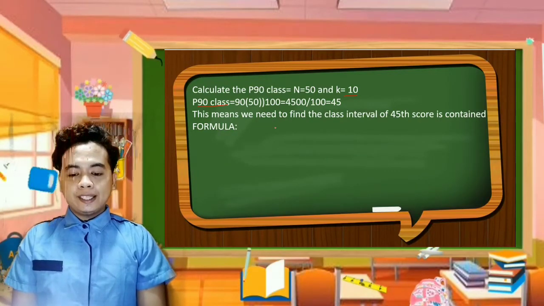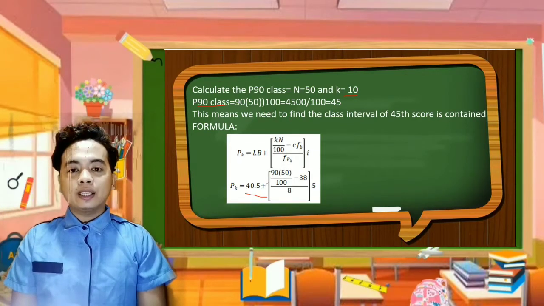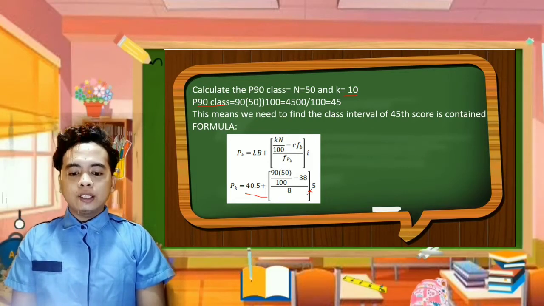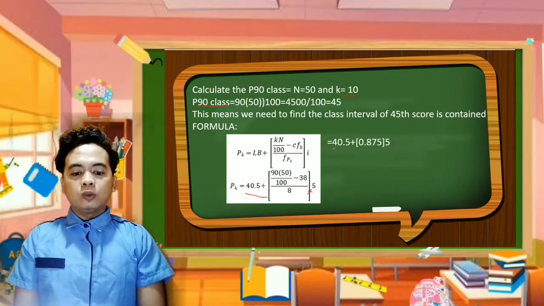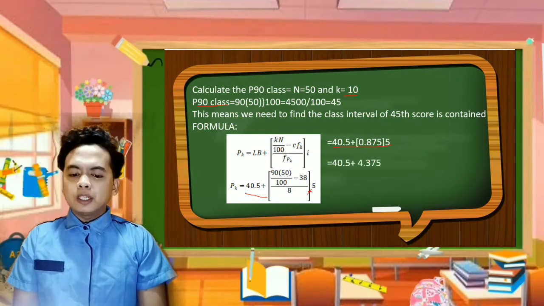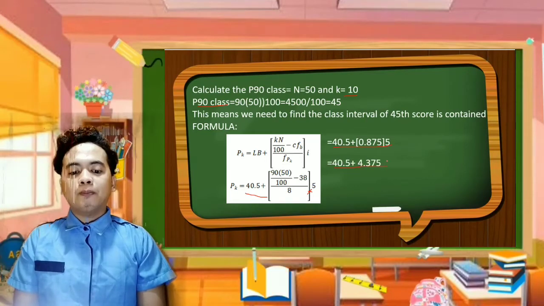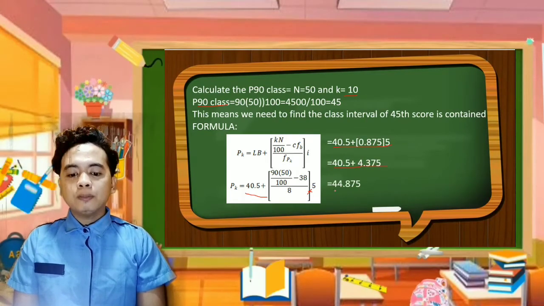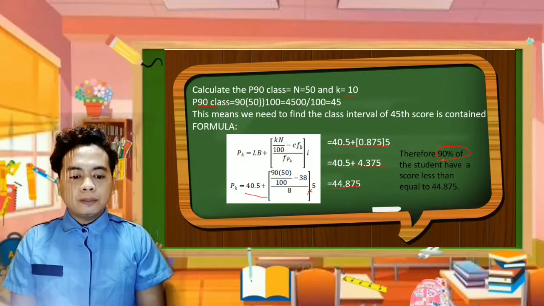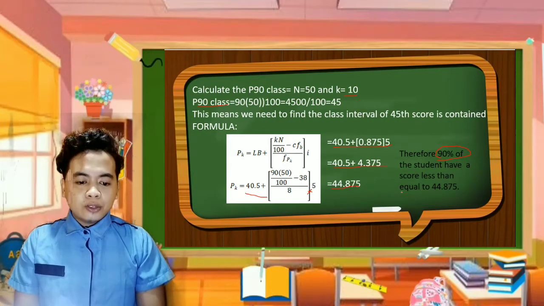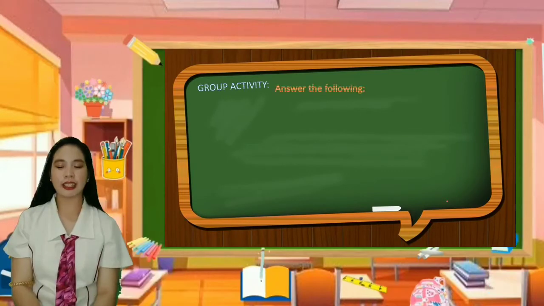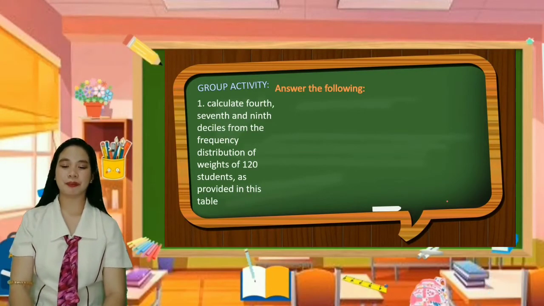Therefore, PK is equal to 40.5 plus the quantity of 90 multiplied by 50 over 100 minus 38, over 8, multiplied by 5, which is 40.5 plus 0.875 multiplied by 5, equals 40.5 plus 4.375, equals 44.875. Therefore, 90% of the students have a score less than or equal to 44.875. So now, let's proceed to the group activity.